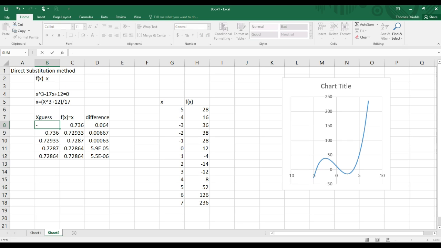So what happens if we say -5? Well, crud, it didn't converge, it blew up on us.